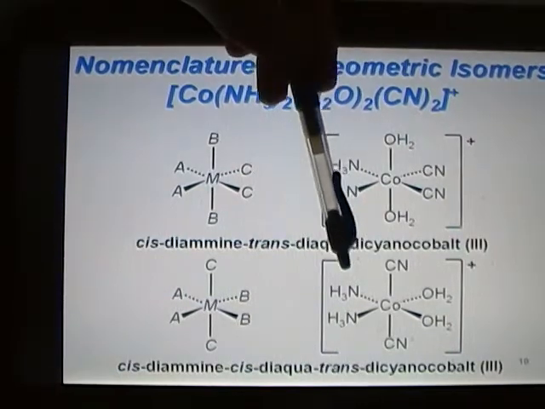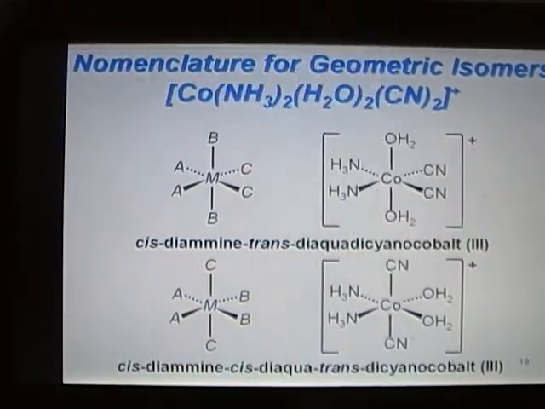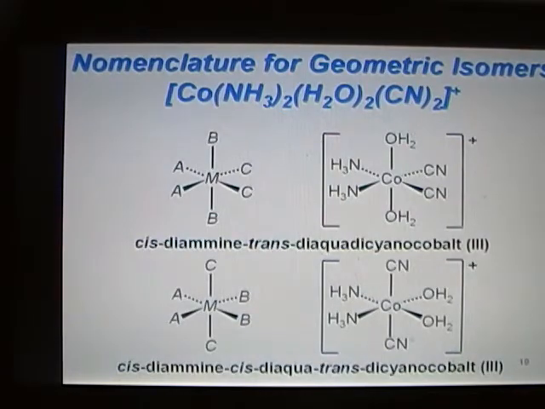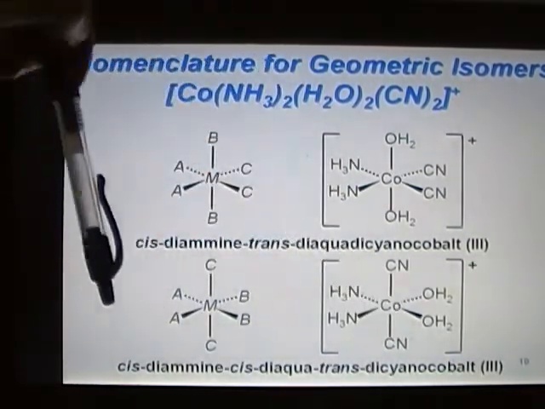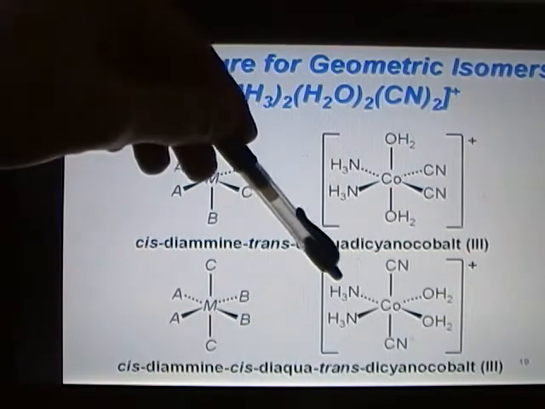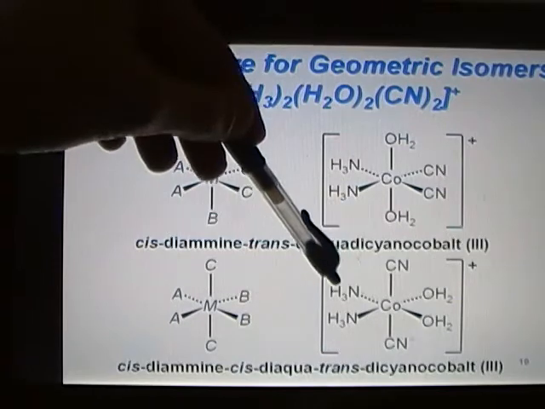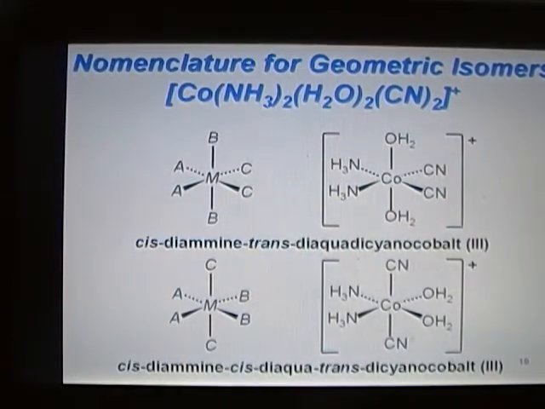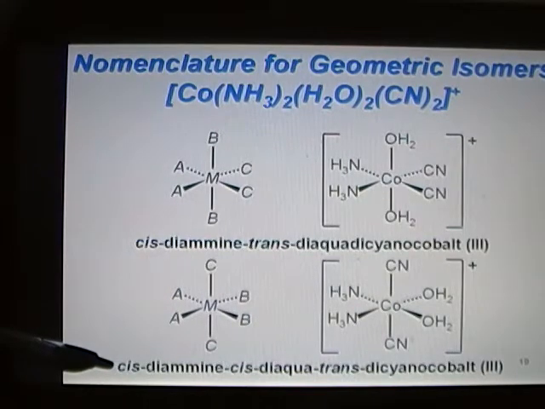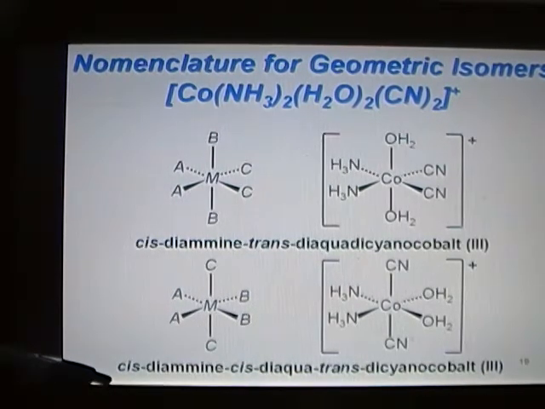In the fourth case, we now have the two cyano ligands trans to one another. So this would be trans-dicyano. The two amine ligands are cis to one another. So this would be cis-diamine. The two aqua ligands are also cis to one another. You can omit or include the cis if you want to. The correct name for this compound is cis-diamine, cis-diaqua, trans-dicyano-cobalt-3.